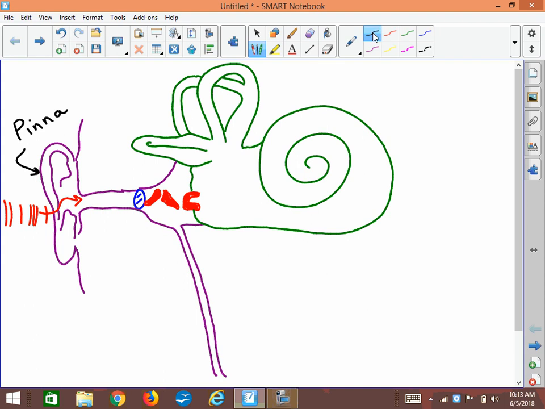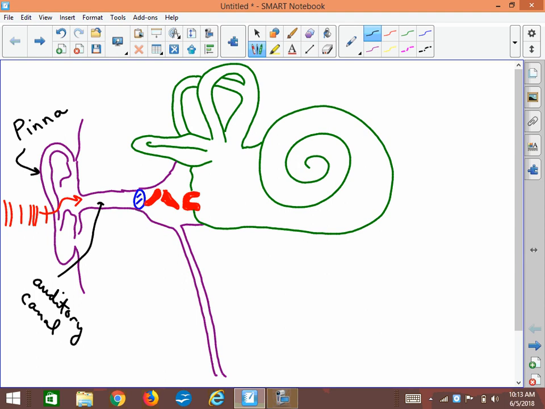Let's see where I can write that. It's called the auditory canal. So that would be the space right here. And then, of course, we hit the eardrum. So this blue thing is called the eardrum.